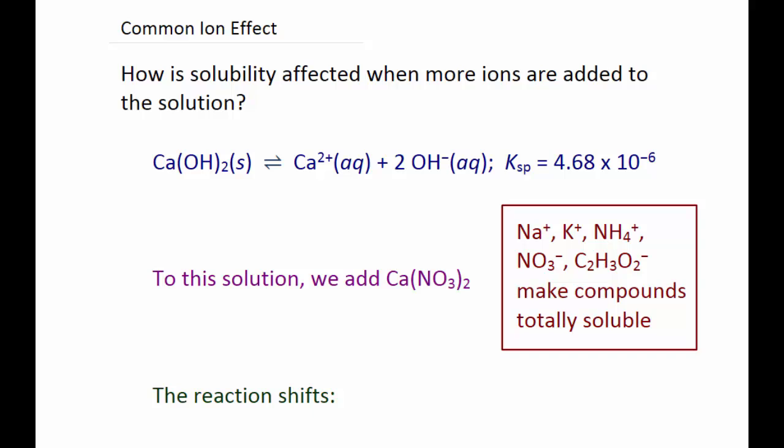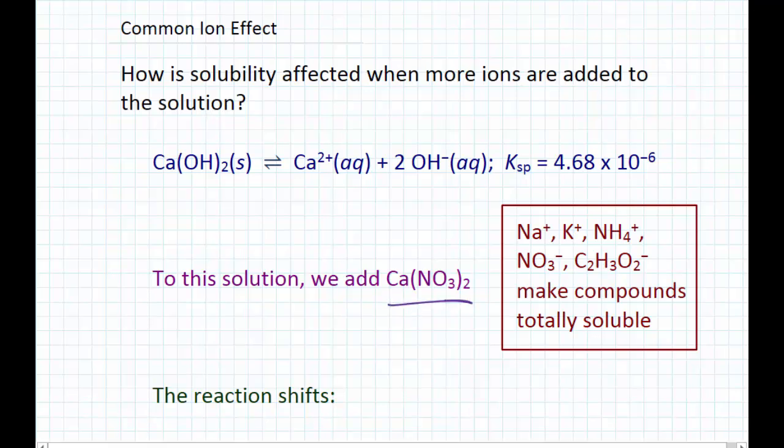To that solution, we're going to add some calcium nitrate. Okay? Either as a solution or just as a solid, it doesn't matter. We're going to pour some calcium nitrate in there. And we have to think back a little bit to solubility rules, because sodium, potassium, ammonium, nitrate, and acetate make compounds totally soluble. They're the solubility equivalent of strong acids or strong bases. Okay? They're completely dissociated, so there is no solubility equilibrium for them. It would be infinite. Okay?